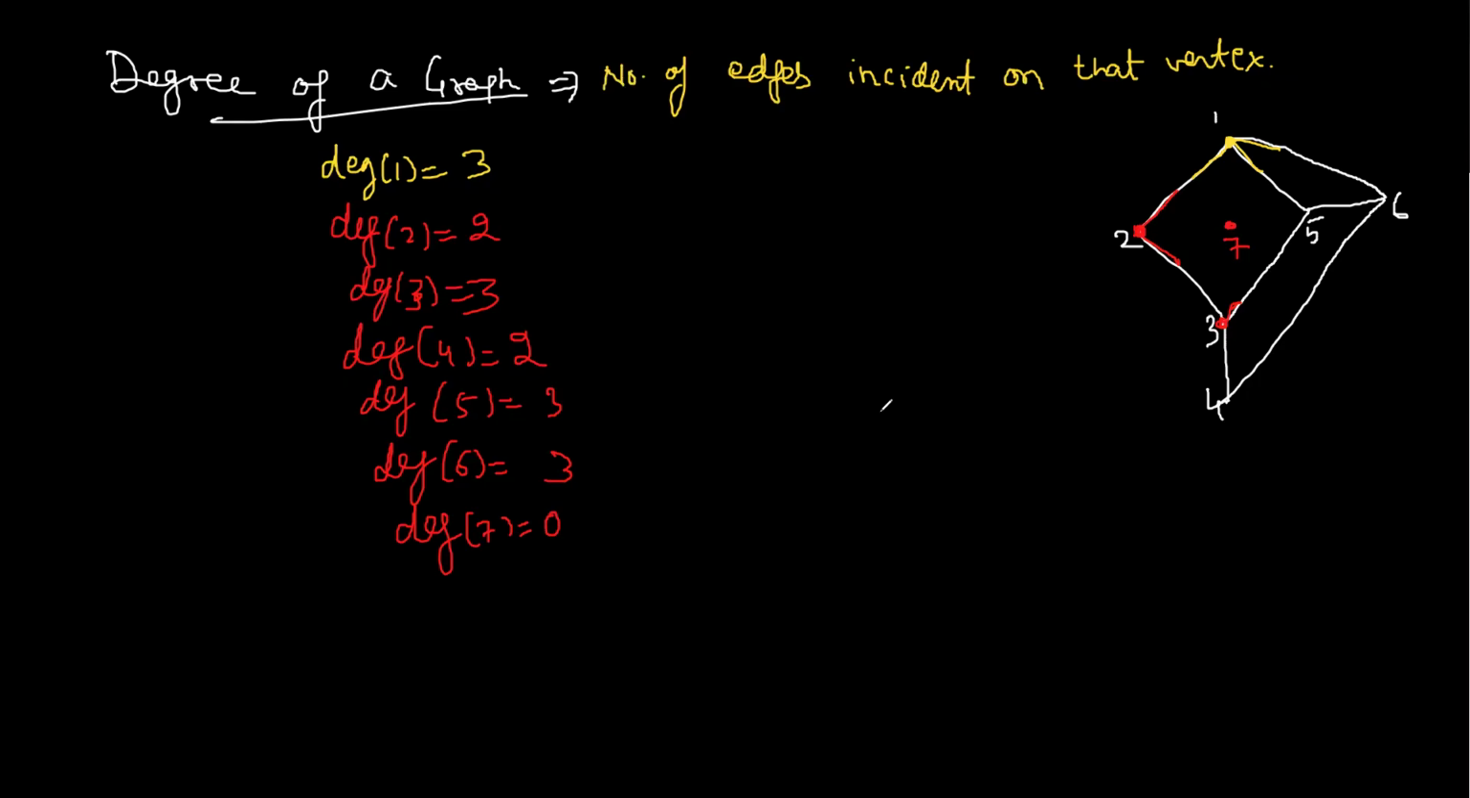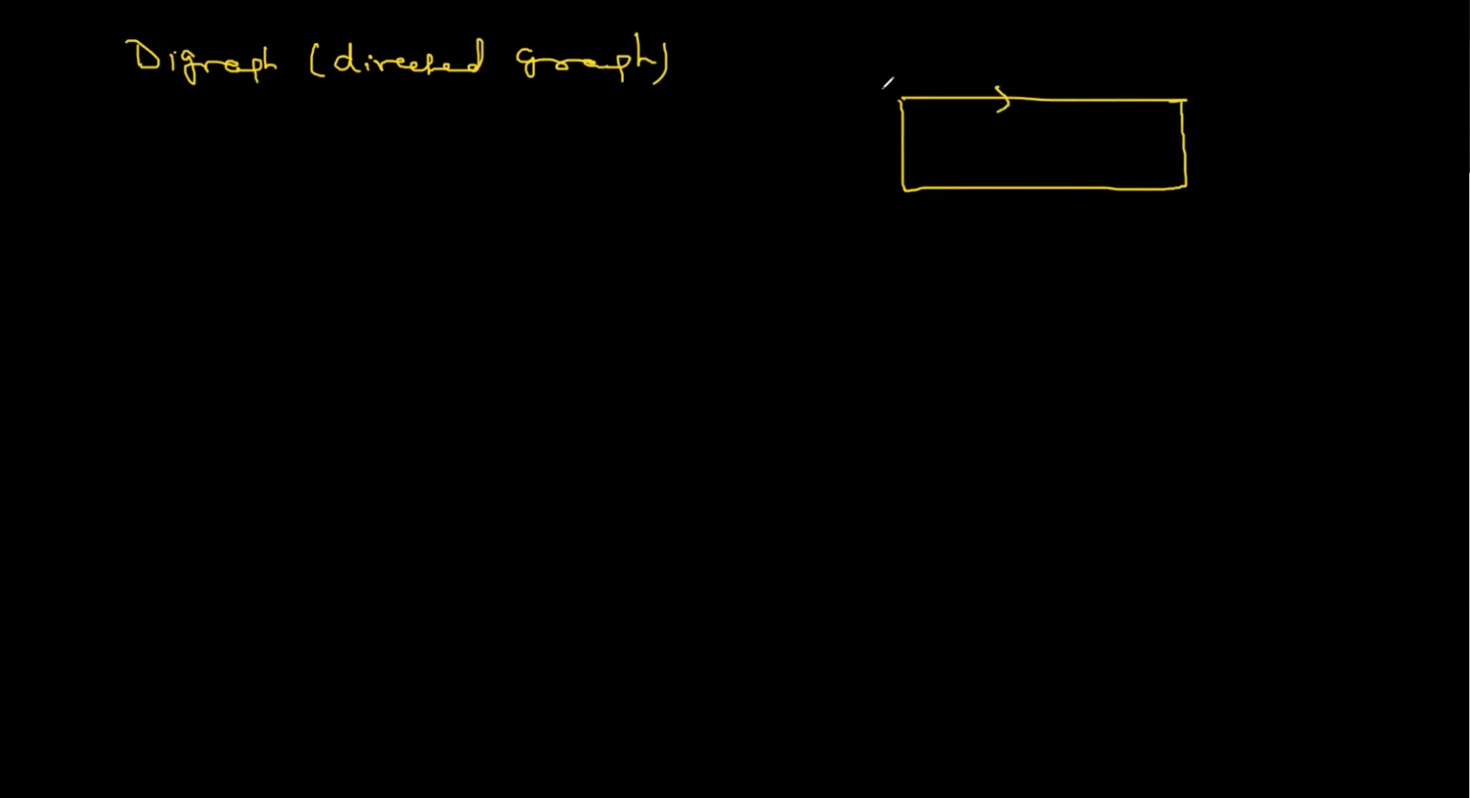Okay. This is undirected graph because, yes, without any direction. Okay. Now see, this is digraph. Digraph means directed graph. For example, this A, B, C, D. Okay.